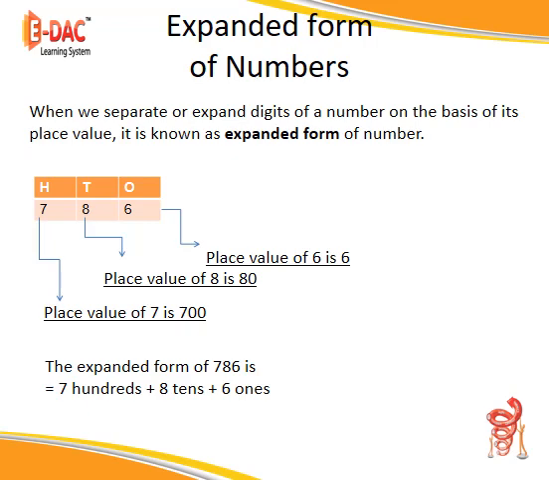So the place value of 6 will be 6, place value of 8 will be 80, place value of 7 will be 700. Now in expanded form, we can write 786 as 7 hundreds because 7 is in the place of hundreds. We will put a plus sign and we will write 8 tens because 8 is in the place of tens, plus we will write 6 ones because 6 is in the place of ones.